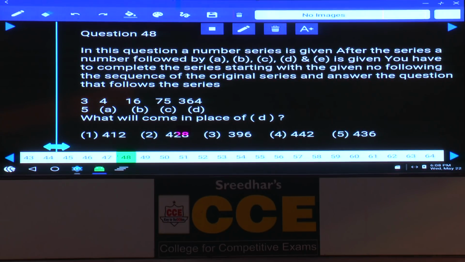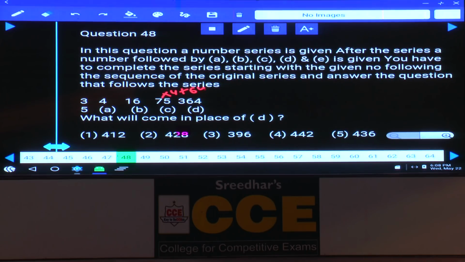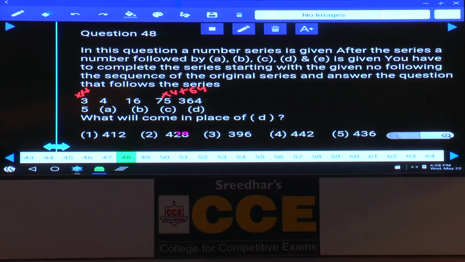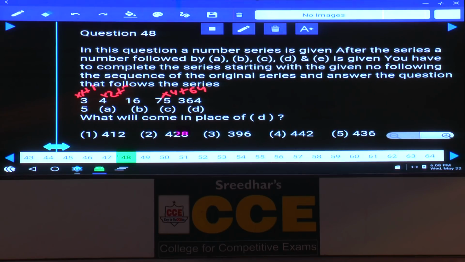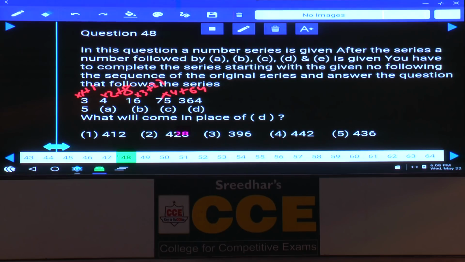Then question number 48. Now 3, 4, 16, 75, 364, isn't it? Again the numbers are increasing at a very faster rate. Hence it must be under which category? Combination. Because 3 and 4 cannot be related. 75 into 4, how much? 300 plus 64, 364. Then 3 into 1 plus 1, and 4 into 2, 8 plus 8, and 16. And 16 into 3, 48 plus 27 is 75. Into 1 plus 1 cube, into 2 plus 2 cube, into 3 plus 3 cube, into 4 plus 4 cube.